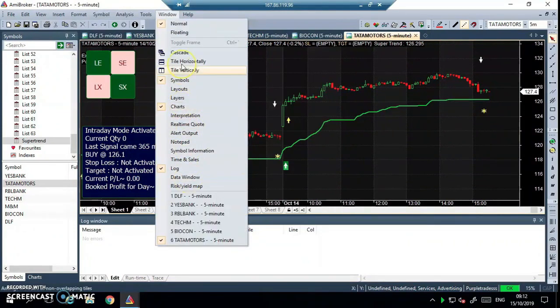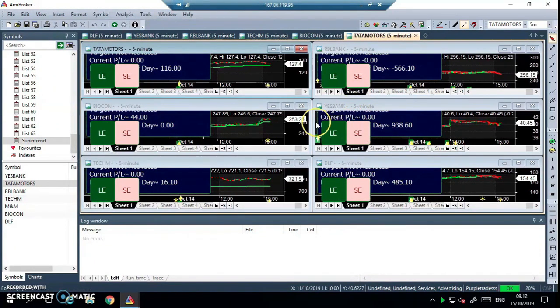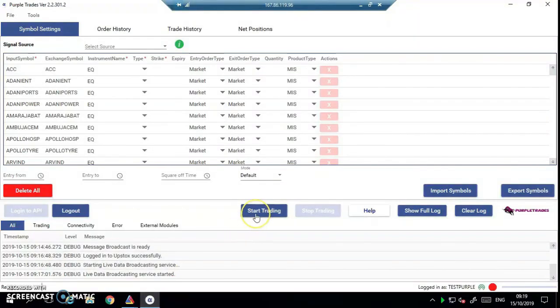Then I will tile horizontally all the charts so that I can see all the 6 charts together, and the data of all the 6 charts will be loading together, and whatever traces would be generated would be visible to me, and it will be fetched by our algo trading bridge. Now this is our bridge, and in this bridge I have already applied all the stocks name, their exchange symbol name, and entry order and exit order type.